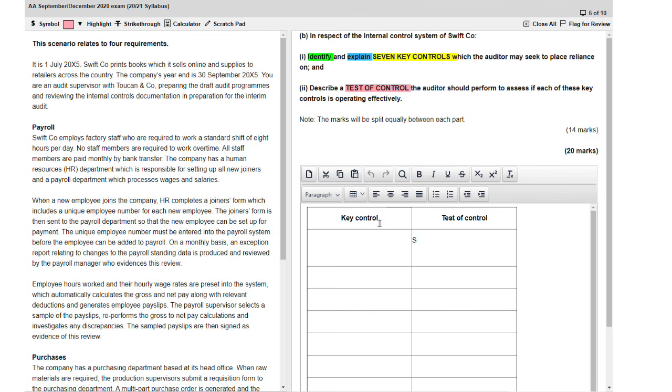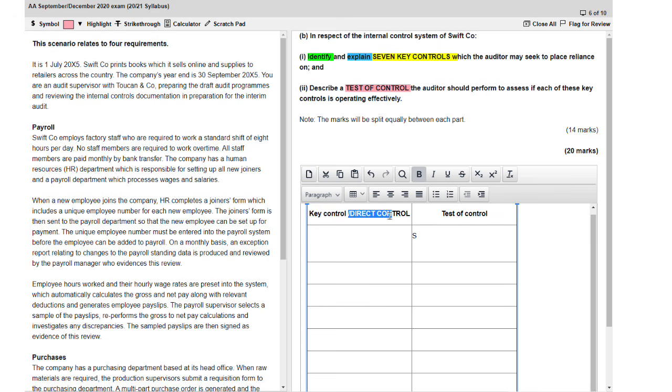Before we do that, I just want to talk about this word key control. If you're doing this exam after September 2021, there's a new language for key control. It will be referred to as a direct control. Let me just highlight that if I'm able to. So they'll call it a direct control. Doesn't make a massive difference as long as you recognise the term.